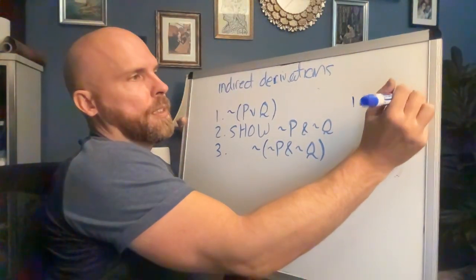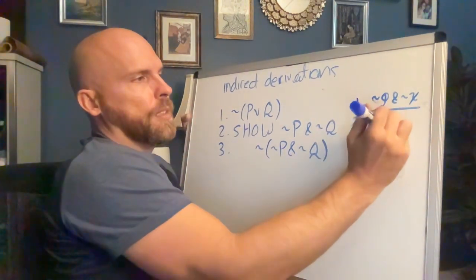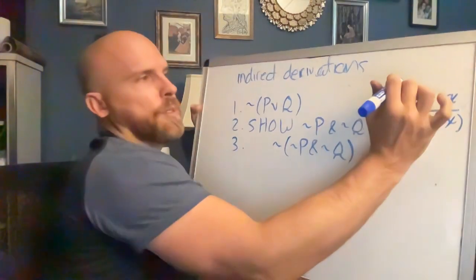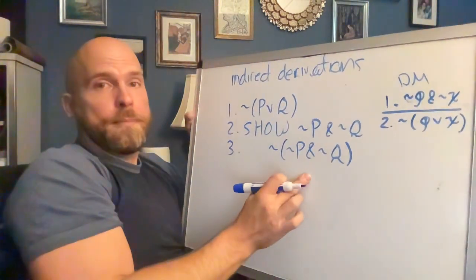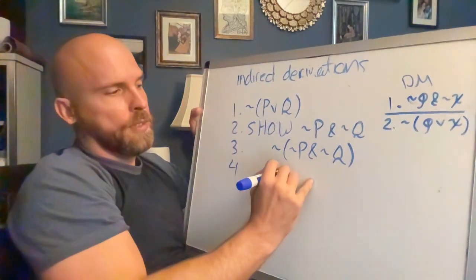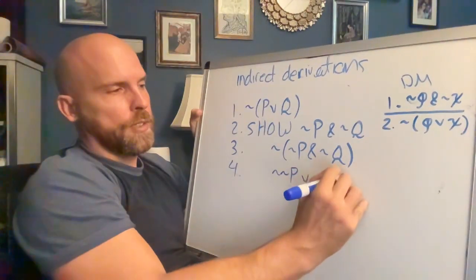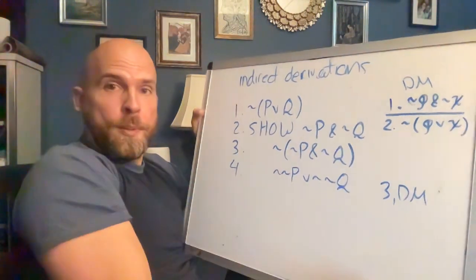Not phi, not psi. And we know how to go from there to not phi or psi. Right? And this was De Morgan's. We're going to put DM. We know how to deal with that. So let's apply it so I can push the negations in. So now I've got not P or not Q. That's line 3, De Morgan's law.